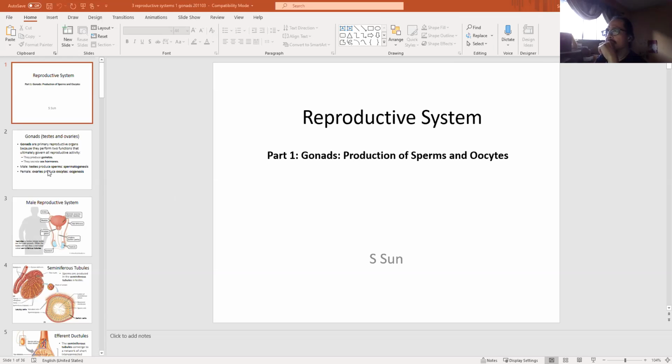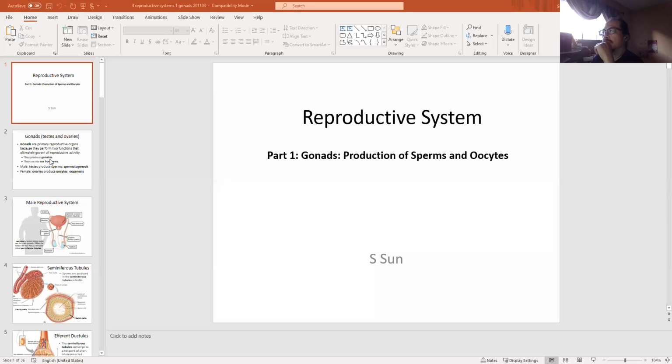All right, in this one, I would like to talk about the gonads. This is a very important reproductive organ in our body. It is sex different, so it can include the male and the female. The function of this organ includes two major functions. One is to produce gametes, sperms and oocytes. The other one is to produce sex hormone. So we will look into that.